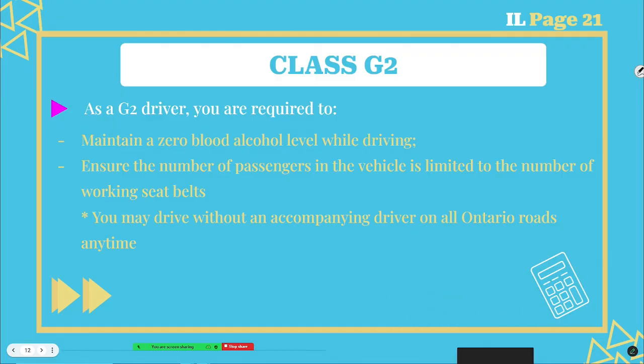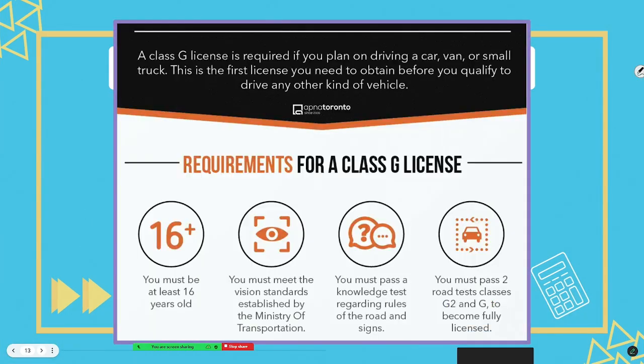If you have, or when you have, your G2 license, you are required to maintain a 0 blood alcohol level while driving. Ensure the number of passengers in the vehicle is limited to the number of working seatbelts. You may, however, drive without an accompanying driver on all Ontario roads at any time. Your curfew has been lifted, but you still have to have a 0 blood alcohol level and a working seatbelt for each passenger.